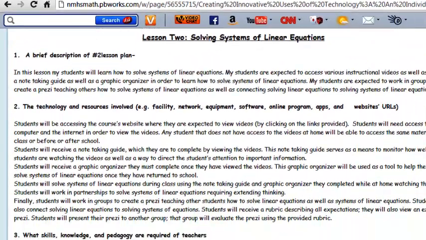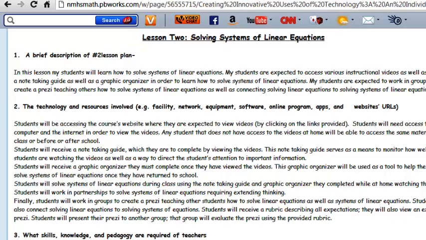Lesson 2 is very similar to Lesson 1. I think it's very important to stay consistent with students, especially when you're introducing new types of technology. For Lesson 2, I want my students to solve systems of linear equations. Basically, they're going to do the same thing. They're going to watch videos, they're going to complete a note-taking guide, they're going to complete a graphic organizer, which we viewed before, but they're going one step further and having to create a Prezi to teach others how to solve systems of linear equations.